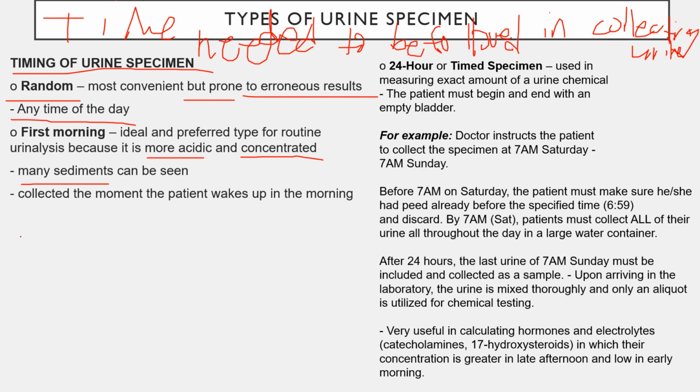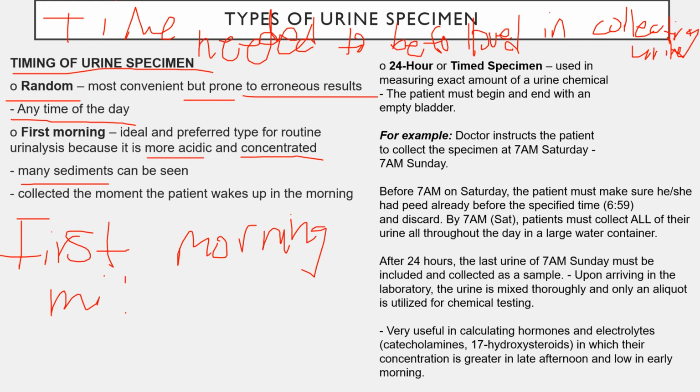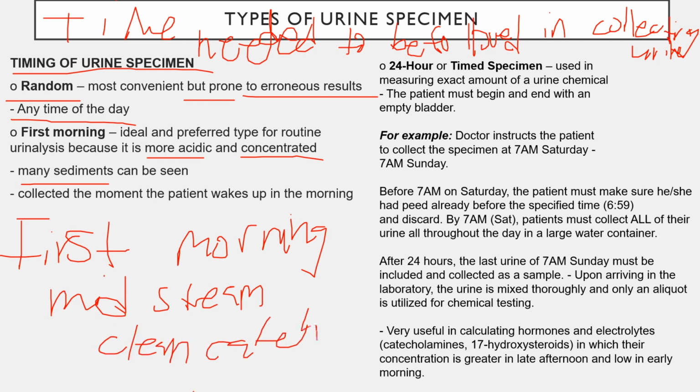So considering all of the types of urine specimen, the best type of urine specimen that you could use for analysis is the first morning midstream clean catch urine. So that's considered as the best specimen used for analysis. And then there's an important type of urine sample, the 24-hour or the timed specimen. So this is used in measuring the exact amount of a urine chemical.